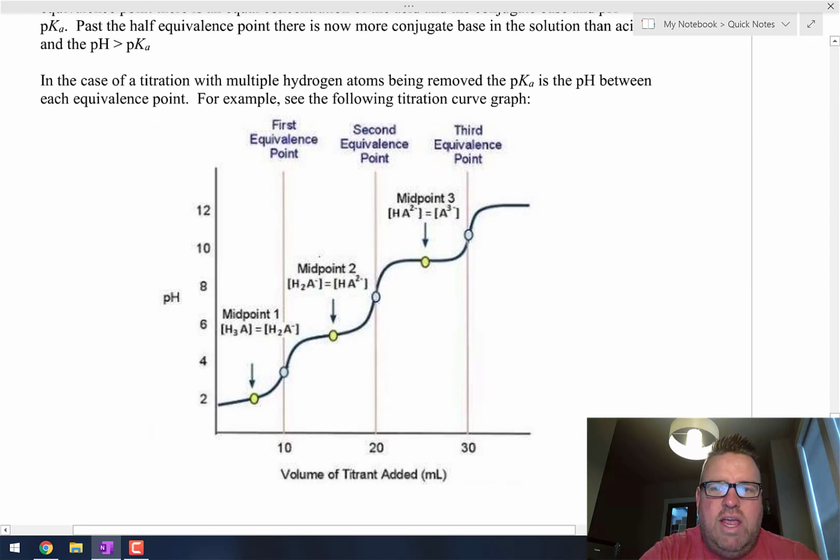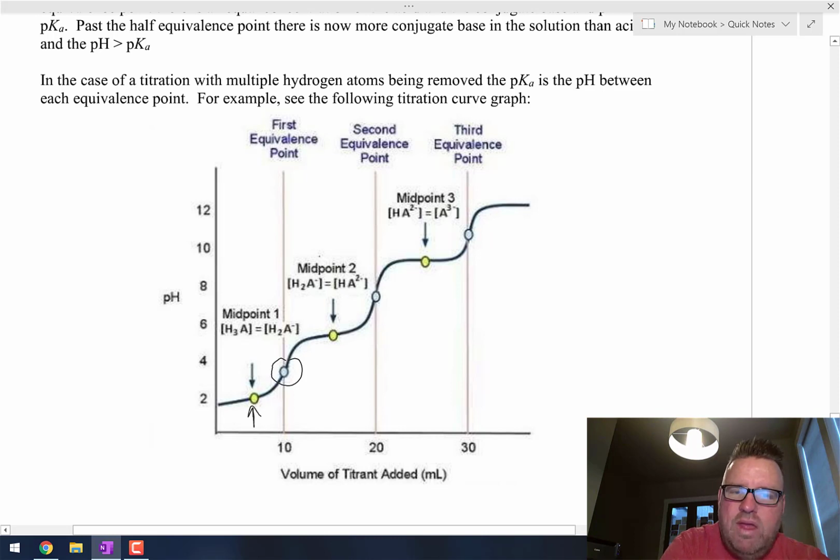Here you can see, like in H3PO4, that you've got an equivalence point here, and then you've got your half equivalence point for that one. And then you've got another equivalence point where now you've lost that second hydrogen. Again, you've got another half equivalence point. And then you've got your third one as well to remove that third hydrogen. Notice that all hydrogens are gone, and there again is your third half equivalence point.